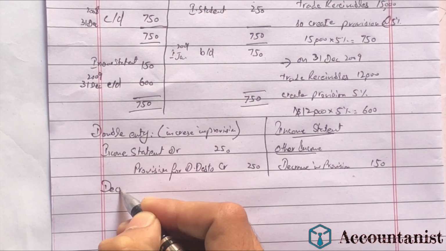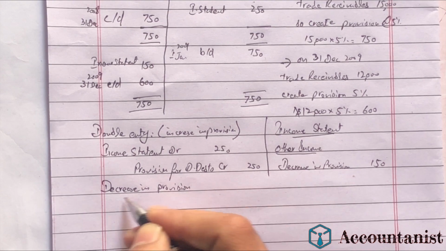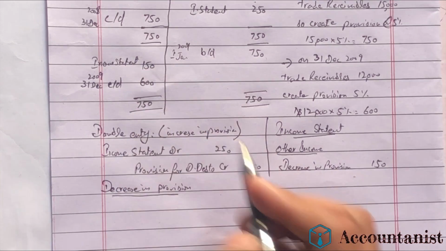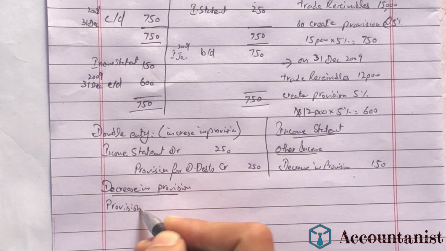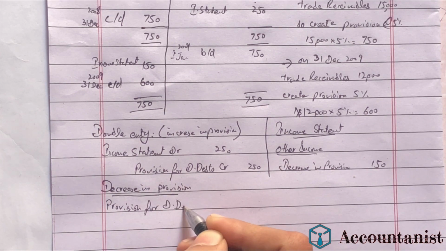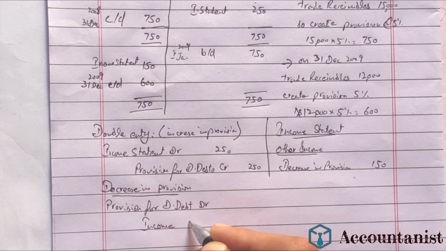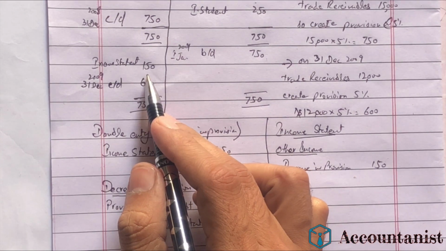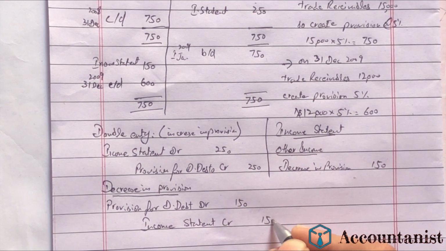So if we have a decrease in provision, we are going to record by using this figure. In this scenario, the provision account will be debited, and the income statement is going to be credited with the amount of the decrease value, that is 150. So we'll write down 150, and we'll write down 150 here.